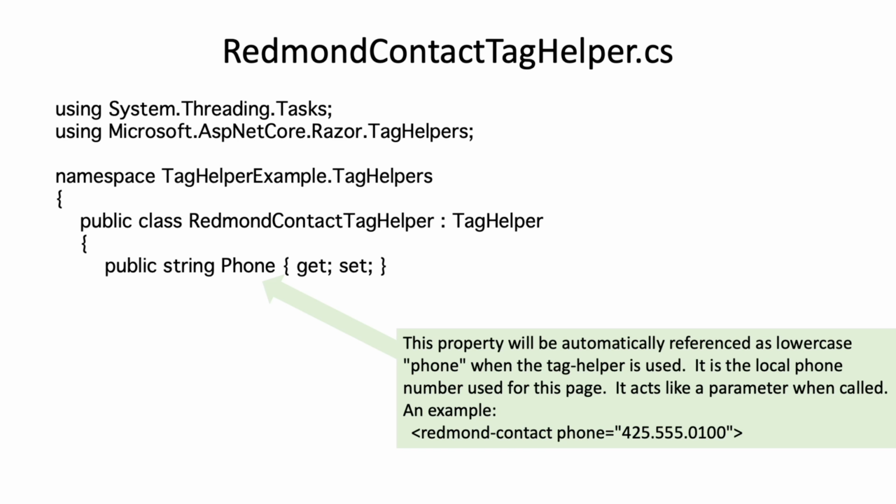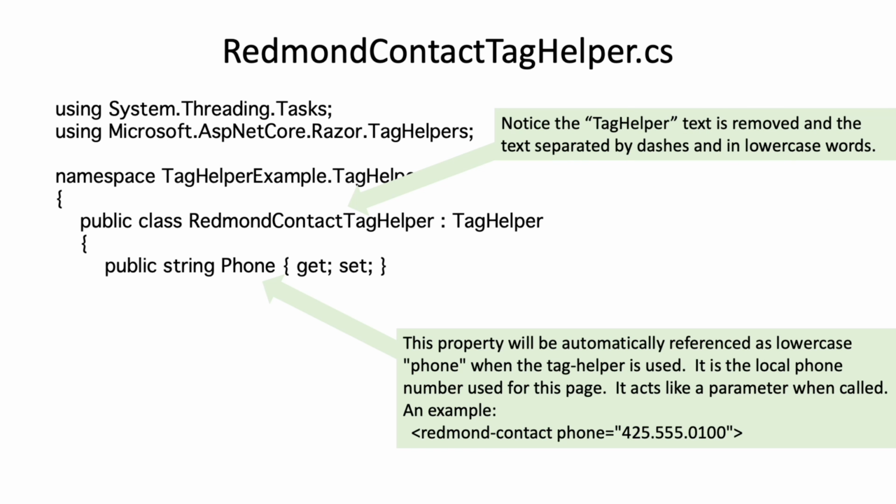So for instance, there's an example of what it looks like. Redmond_contact space phone equals. That's the phone number it will use. It actually gets flowed into this public string Phone property, and then in our C# we can access that value when we use the Phone property. Notice the tag helper text is removed and the text is separated by dashes and in lowercase words.